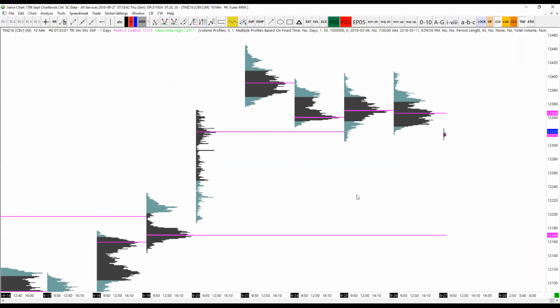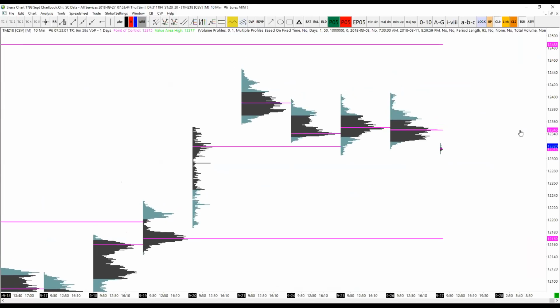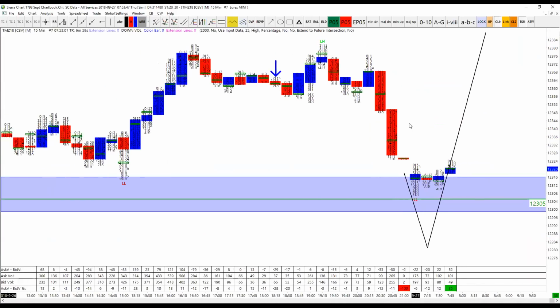And you can see the same sort of thing with the volume profile as opposed to the TPO. Still getting some sell signals at the moment.